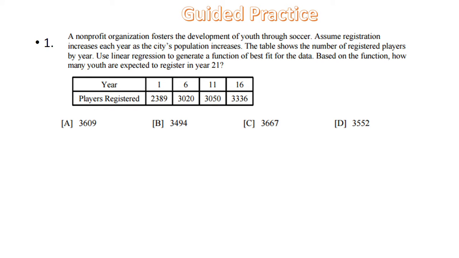So our first guided practice question. They have a whole bunch of sentences that's talking about youth development in soccer, years registered as population. But then here comes the real core of the question. It says use linear regression to generate a function for best fit of the data. Well, that means using our stat key. So if we put these numbers into stat, then get an equation, we can use the equation to predict for year 21.